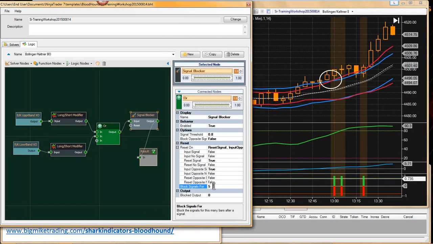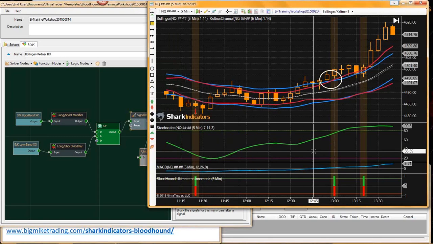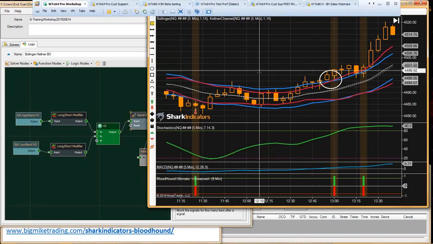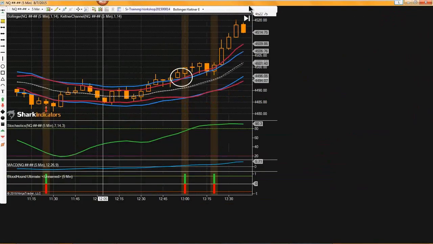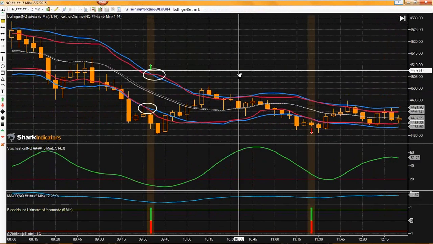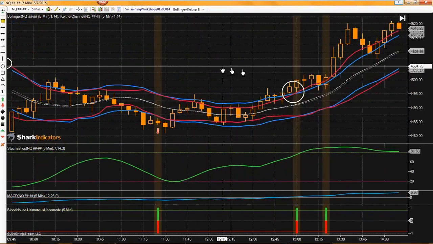So if I just need to block the second signal, I just need to block signals for 2 bars, and I can turn off all of my other resets. So all of these resets are turned off, and I just simply need to block for two bars, and call it good enough. So there we go. That kind of cleaned it up a little bit, right?